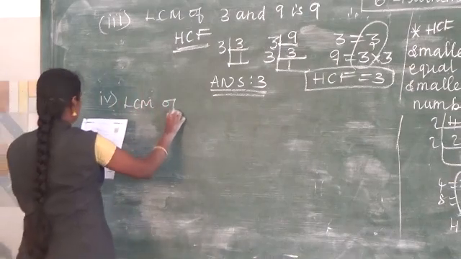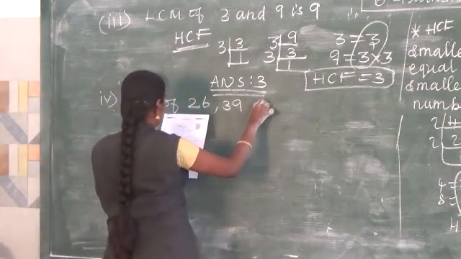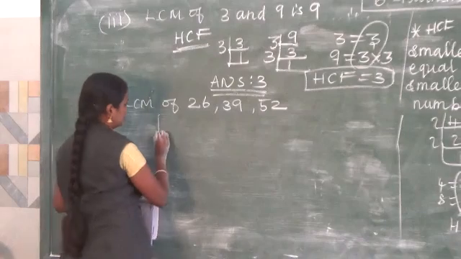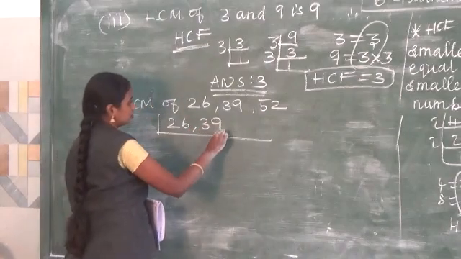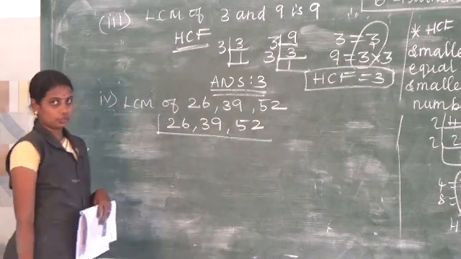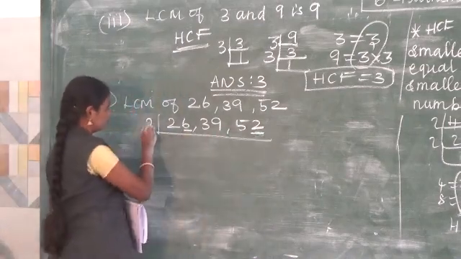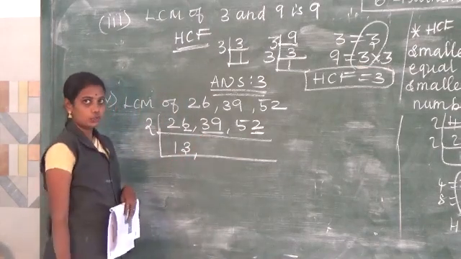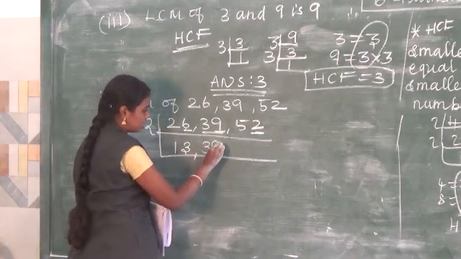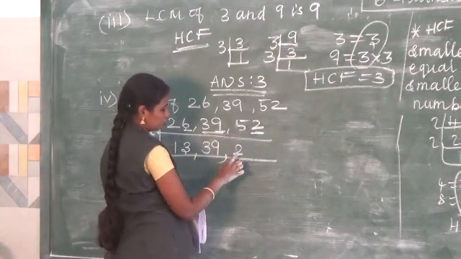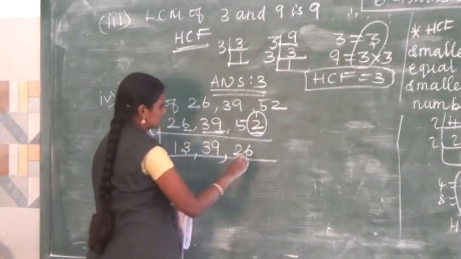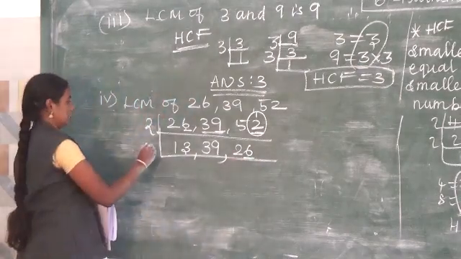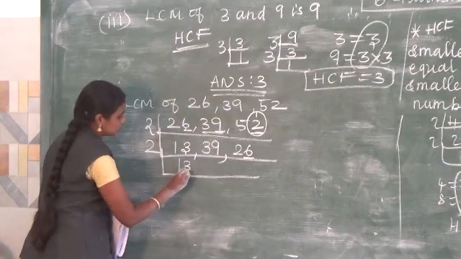LCM of 26, 39, 52. Take the LCM, which means we can go for the together method. So always start from the 2 table. 26 and 52 are divisible by 2, so you can go from the 2 table: 26 gives 13. 39 will not come in the 2 table because it ends with an odd number, so write as it is. 52 gives 26. Again we can go in the 2 table because this number ends with an even number: 26 gives 13. 13 write as it is.